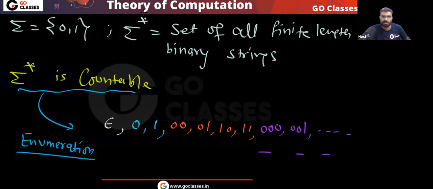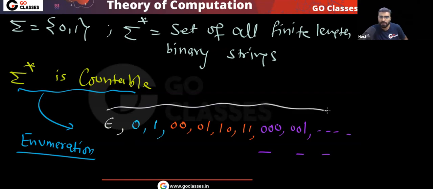Is this clear? So we have an enumeration, right? Yes or no? There exists an enumeration, correct? In this you can notice every element will appear. Yes, this is an enumeration. You can notice every string appears.